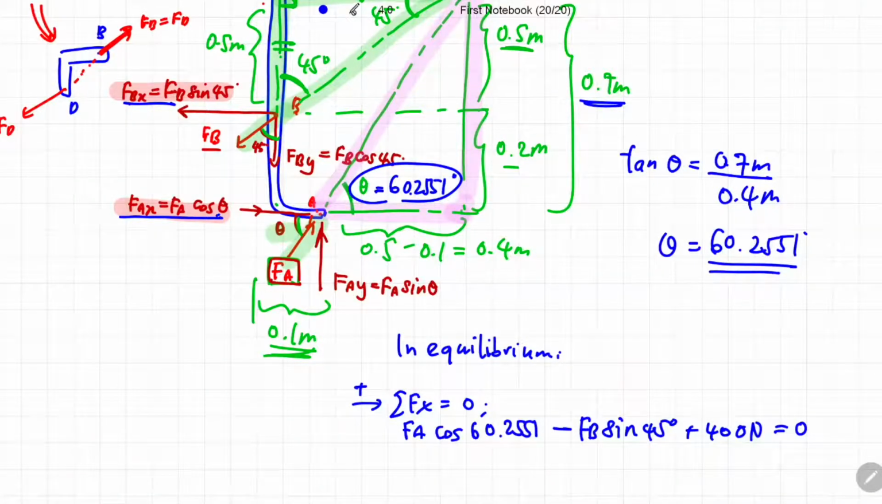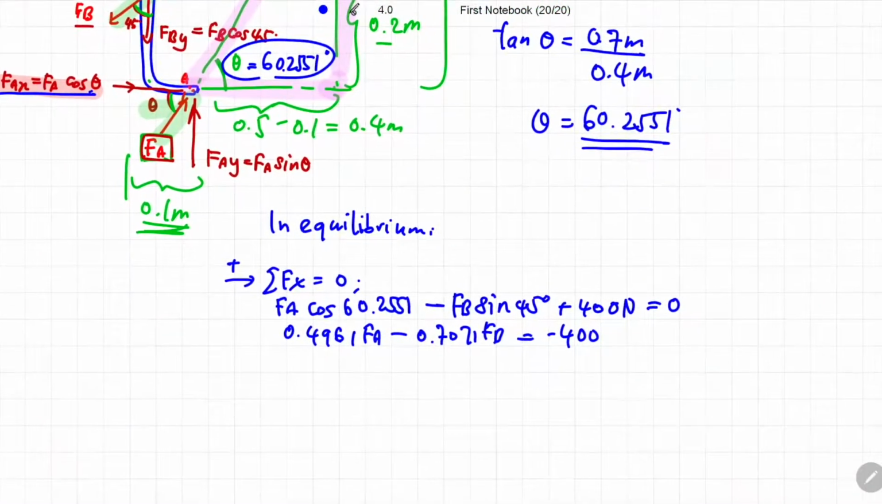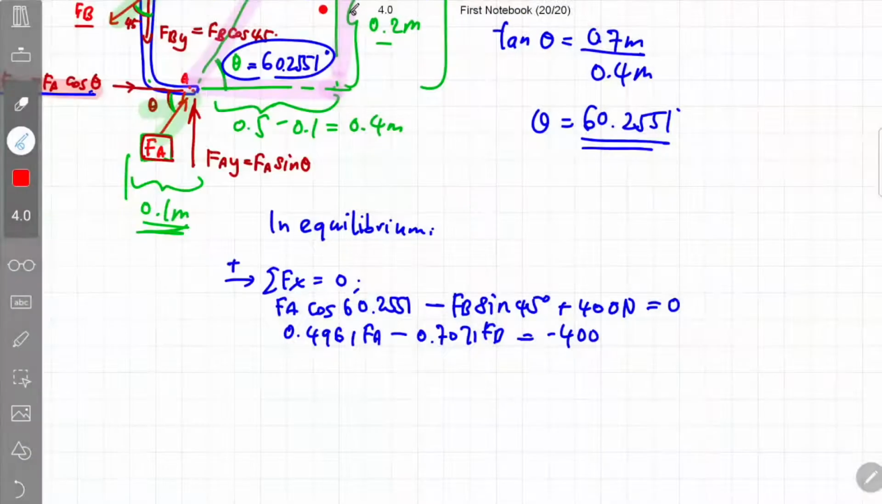Okay, so if I were to rewrite and calculate all this using the calculator, I would get a value of 0.4961 FA minus with 0.7071 FB. Okay, I'm just rearranging all the unknowns to the left side. This should be equivalent to negative 400 Newton. Okay, so kita tak boleh solve lagi because there are two unknowns or two variables. So let's just call this equation to be equation number 1.